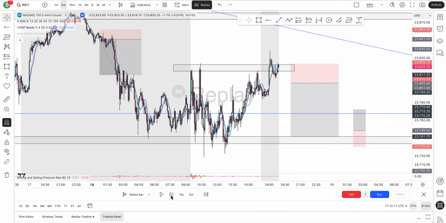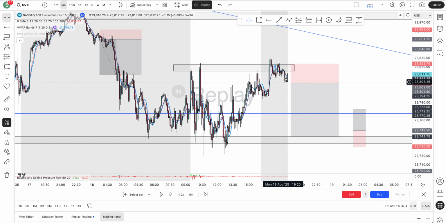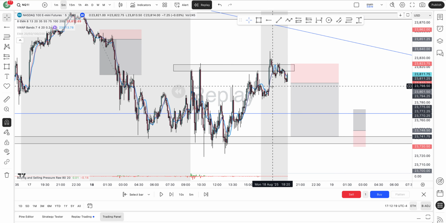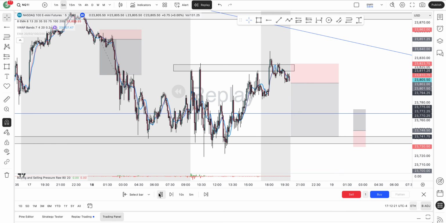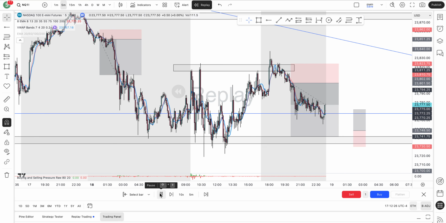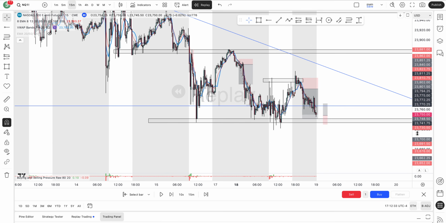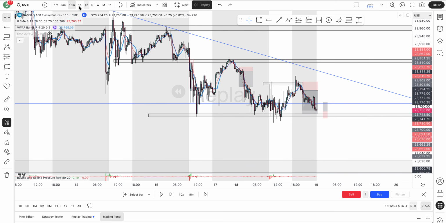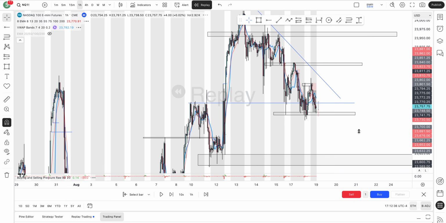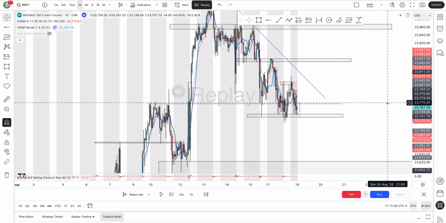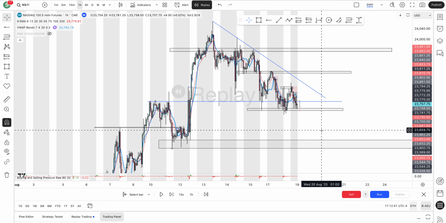We got back down below. You can see my drawings already there. And I got in short right around this area as we put in a lower high and had a little break of structure. Okay? And it was a very nice move overnight. I woke up to some nice profits. Okay? And now we're back. The downtrend continued and we're back at a key support level.